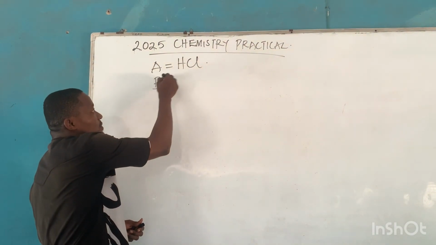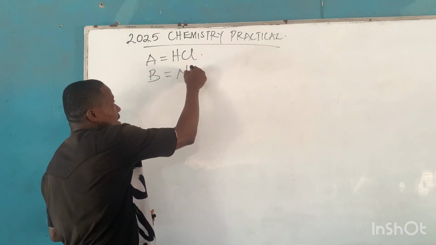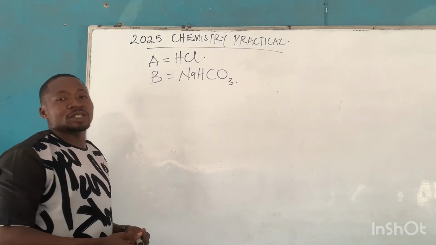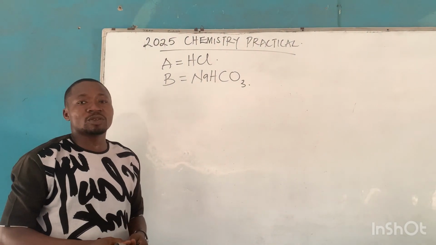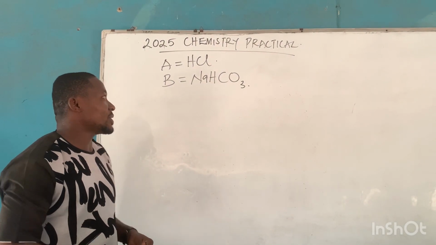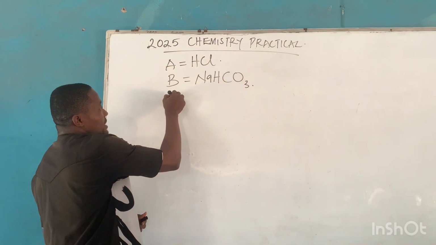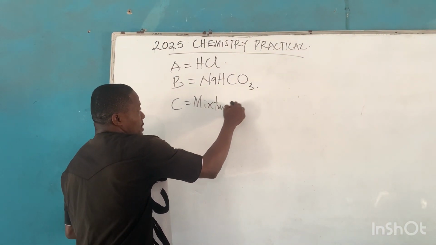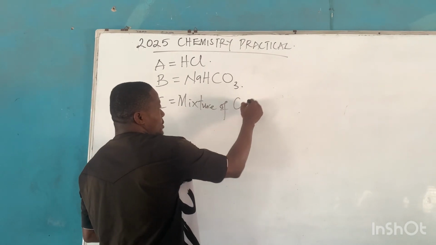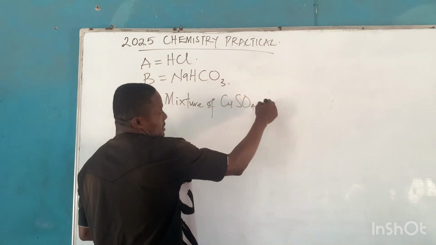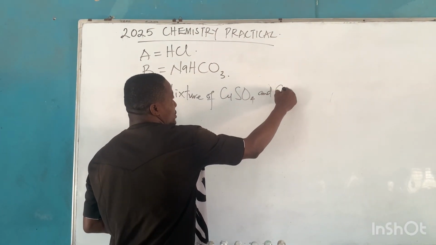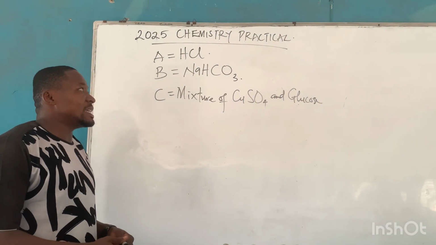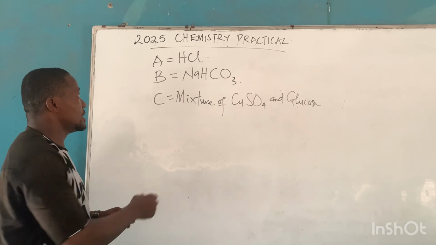And for the base, we are going to be using NaHCO3. That's sodium hydrogen carbonate, or you call it sodium hydrogen bicarbonate. Okay? So then for our C, it's going to be a mixture of copper 2 sulfate and glucose. So it's going to be a very interesting one. Let me start with these first two.